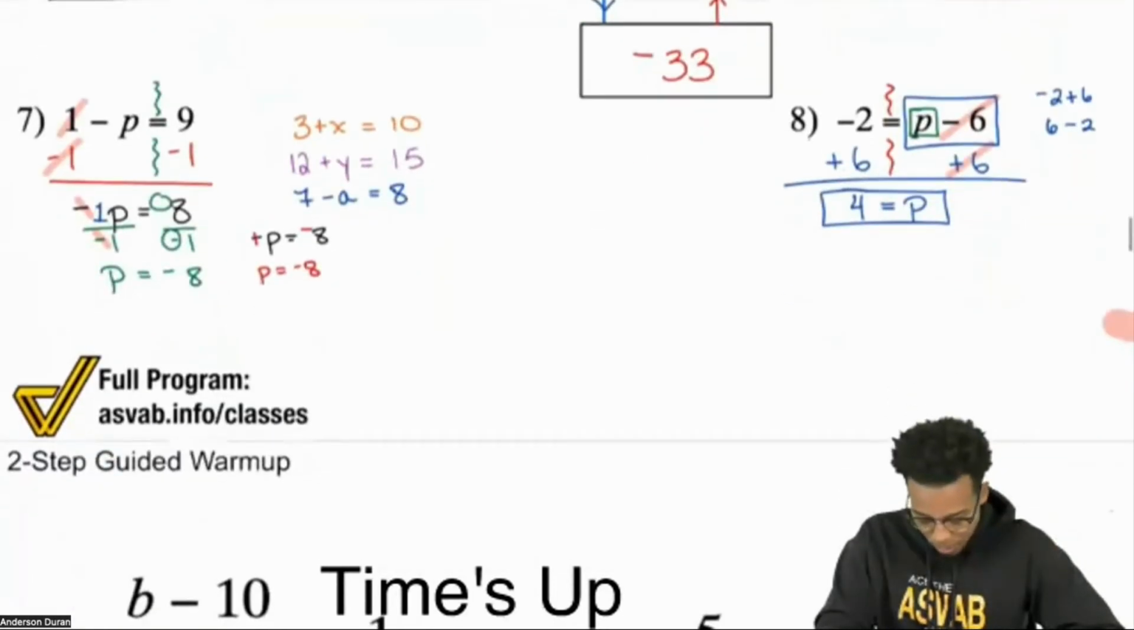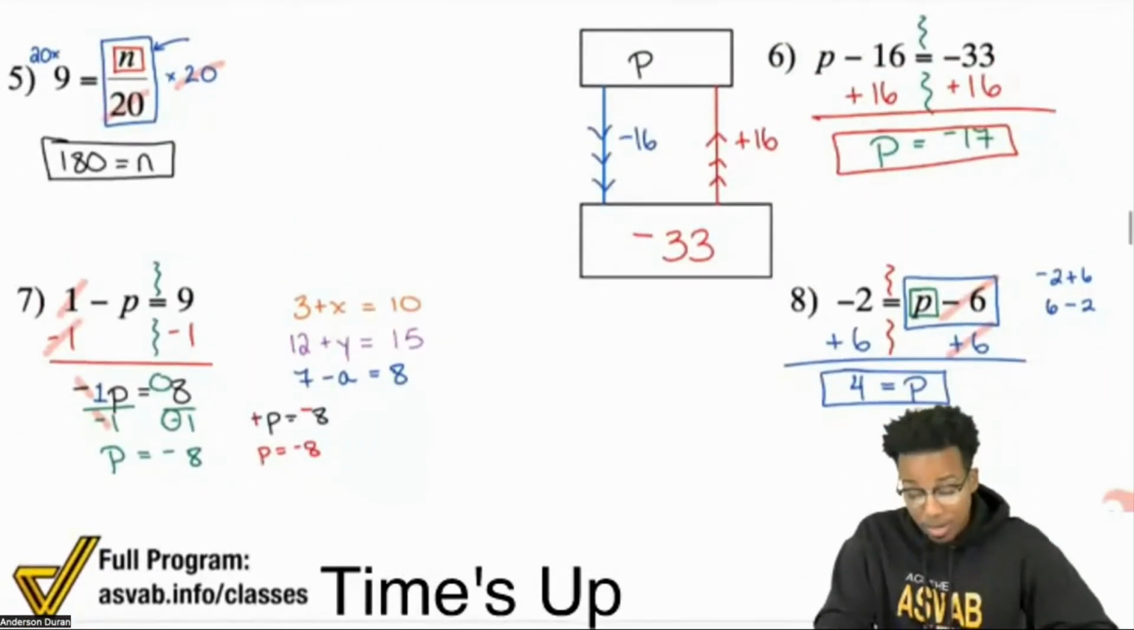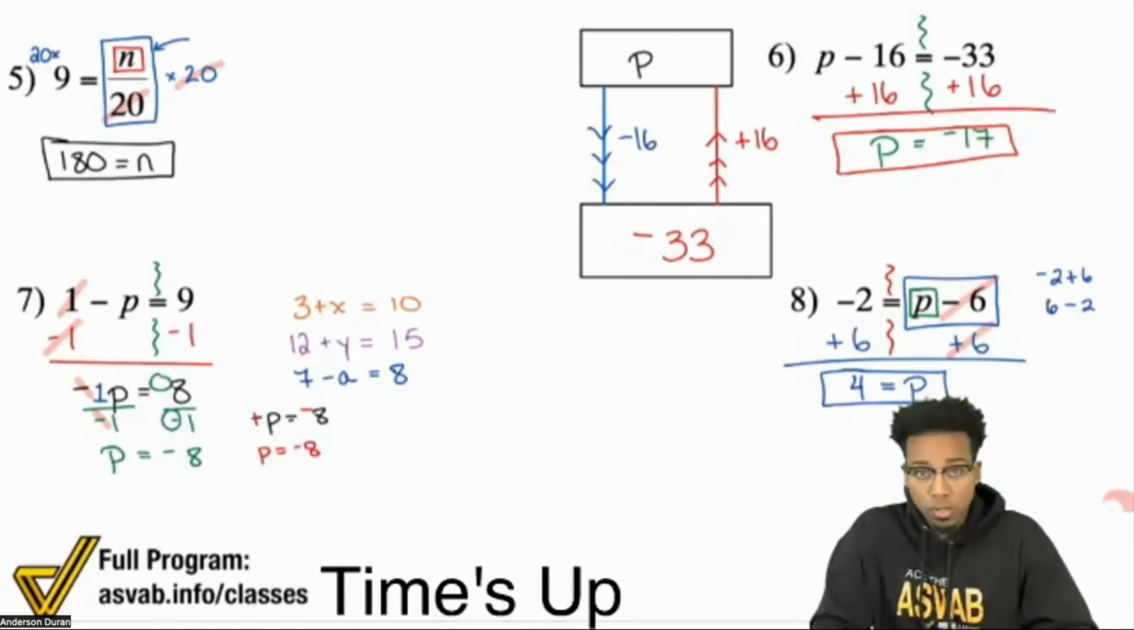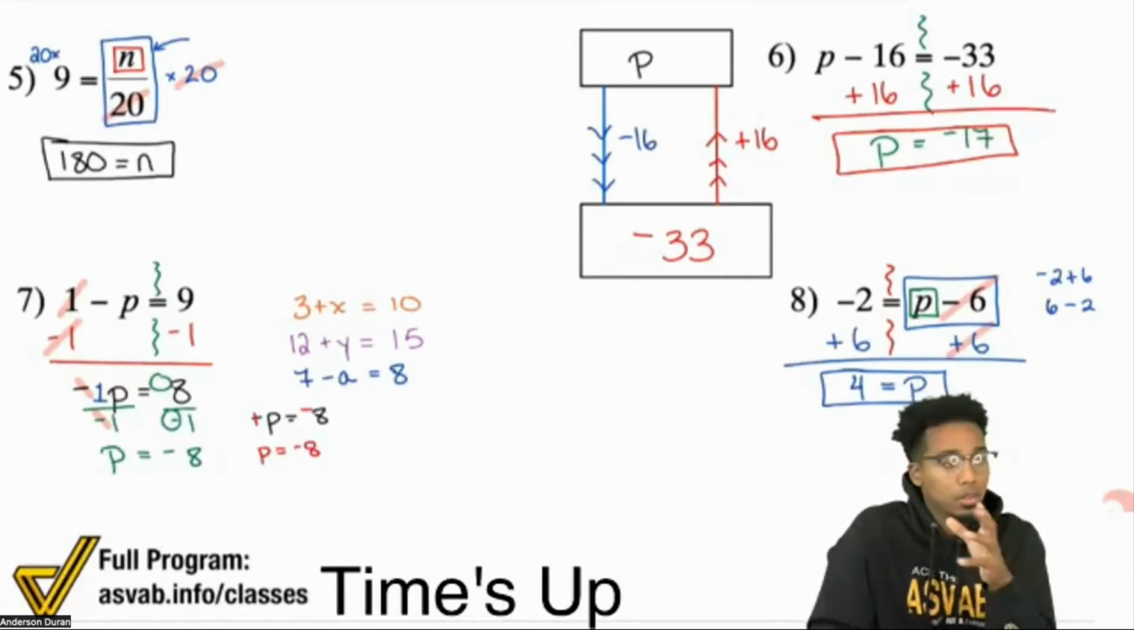So with that, we are going to move up next to looking at 2-step equations. But from right now, on a scale of 1 to 10, how are you currently feeling in terms of your confidence level with 1-step equations?